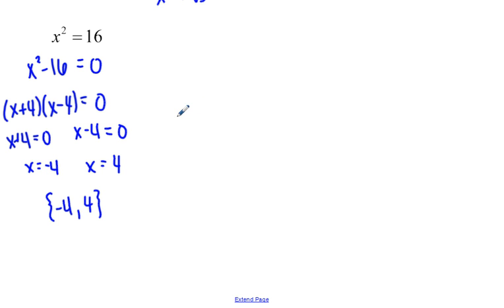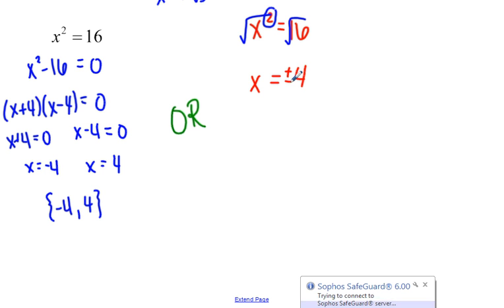There is another way to solve this problem, which I'll show you in red. I'm just going to rewrite my original equation, x squared equals 16. Another method of solving this problem would be to take the square root of both sides, which will get rid of my x squared term, leaving me just with an x. The square root of 16 is 4, and don't forget that our degree here was a 2. We have to have 2 answers, so do not forget to include your plus and minus sign when you take the square root. So you will still arrive at the same solution as we did if we were to factor.